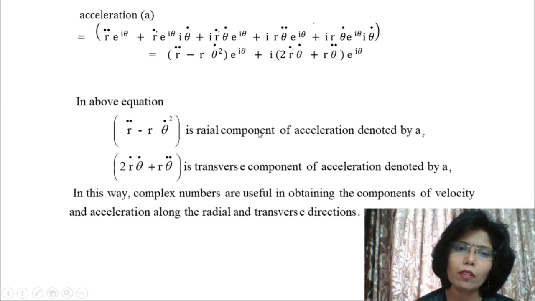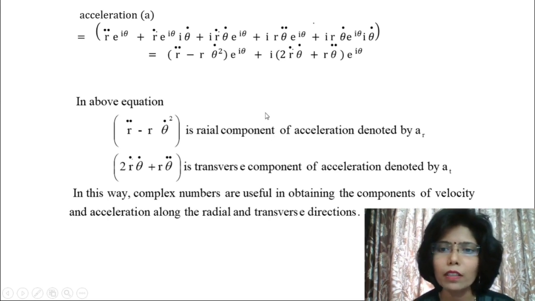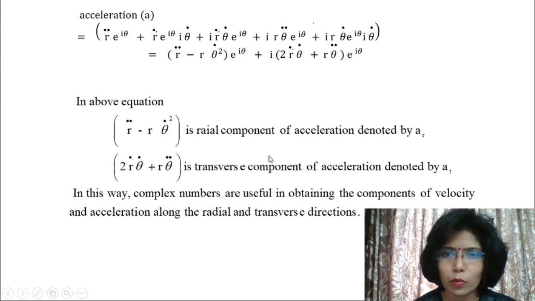So in this way, the complex numbers are useful in obtaining the components of velocity and acceleration along the radial and transverse directions. So friends, you have to just pay attention to each and every step so that you will get it very easily. I hope you can understand all the concepts in this video very clearly.